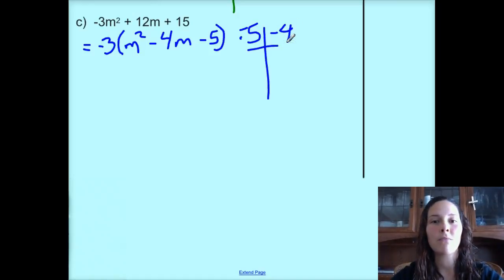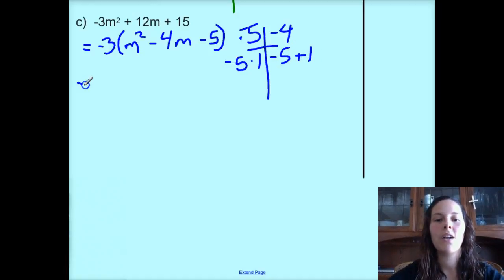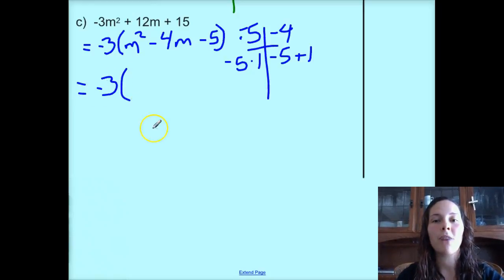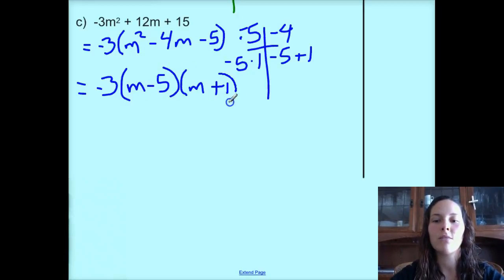The only numbers that multiply to 5 are 5 and 1. So I need to figure out which one needs to be negative. Because the answer when I add is negative, my greater value needs to be negative. When I continue factoring, I have to keep that GCF. My final expression must be equal to the expression that I started with. And if we drop that GCF, it will no longer be equal to the original expression. So make sure you keep that GCF. It's a common mistake as students want to drop it once they continue factoring.